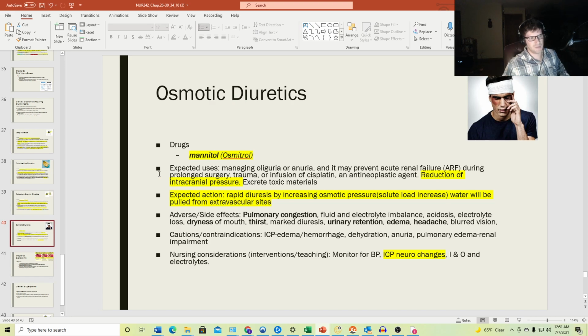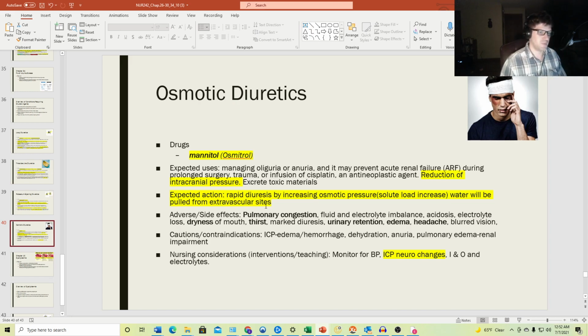Expected use for mannitol, which is an osmotic diuretic, is managing oliguria or anuria, and may prevent acute renal failure during prolonged surgery, trauma, or infusion of cisplatin, an anti-neoplastic agent, reduction of intracranial pressure, highlighted, and then excrete toxic materials. Expected action: rapid diuresis by increasing osmotic pressure, solute load increase. Water will be pulled from the extravascular sites.